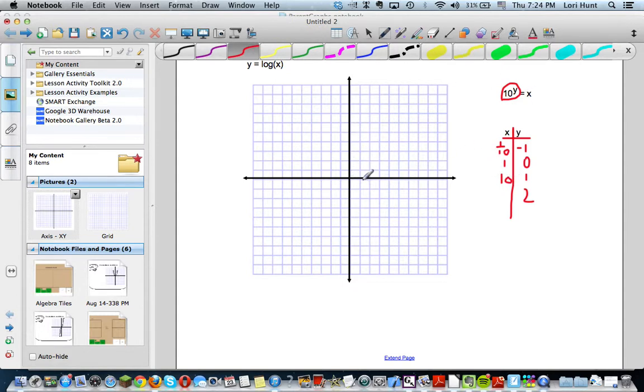When I plot those points, I like to start with this 1, 0. That's always the x-intercept. And then 10, 1 is going to be here. But I notice that when x is 1/10, y is negative 1 here. And so my graph, when I graph that, is going to curve around. And this is going to continue going down. It's never going to touch this y-axis, but it's going to keep creeping along it.